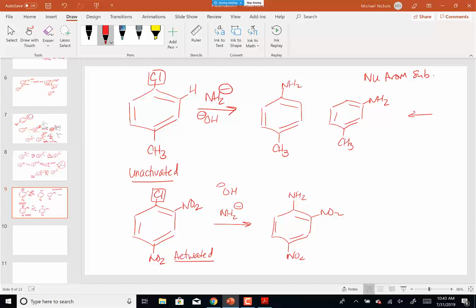Oftentimes when you're using an NH2 minus, this might be done in liquid ammonia. So again, we're using a really harsh reagent. With either of these two unactivated reactions, it's going to usually require a high temperature in order to get this reaction to go, whereas if it's activated, it's going to require a lower temperature. So these two have different mechanisms. And that's what I was outlining in the video and the notes: it depends on whether it's activated or deactivated or unactivated as to what the mechanism is.